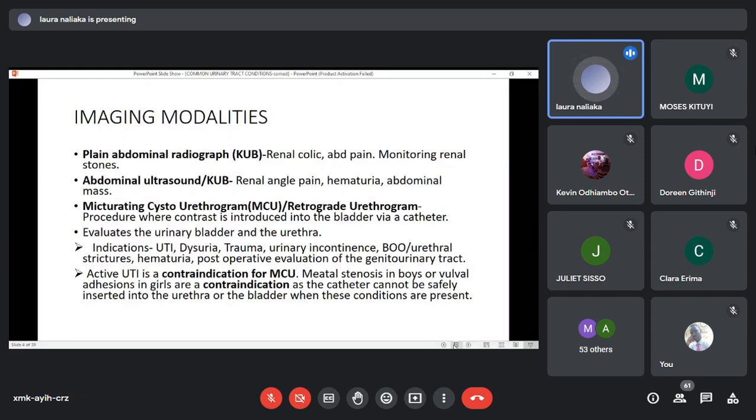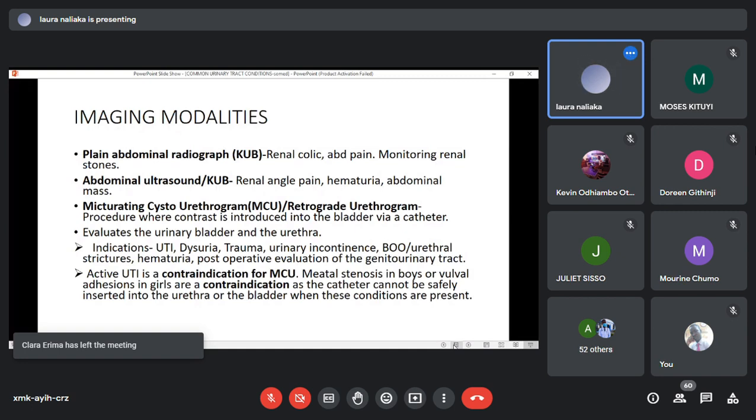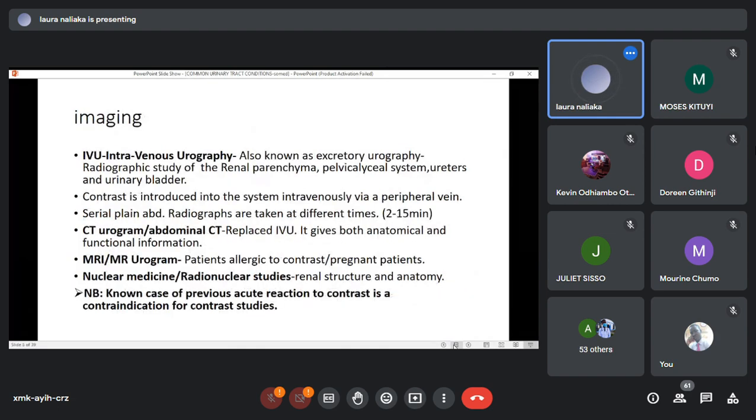Contraindication to MCU is active UTI. You're not supposed to do an MCU when the patient is actively sick with a UTI, because you might worsen the infection or even make it ascend all the way to the kidneys if it's bladder, like cystitis. Meatal stenosis in boys or valval adhesions in girls are a contraindication to MCU, because you'll not be able to catheterize the patient, since you need to catheterize the patient before you do the examination.